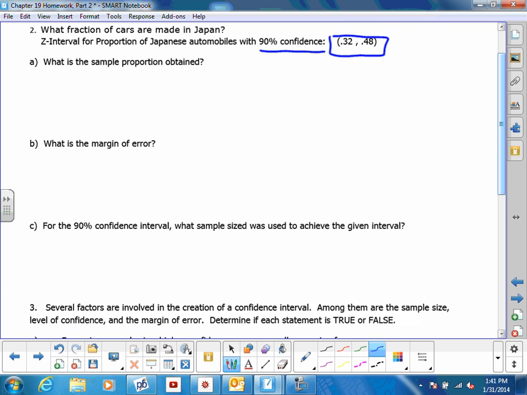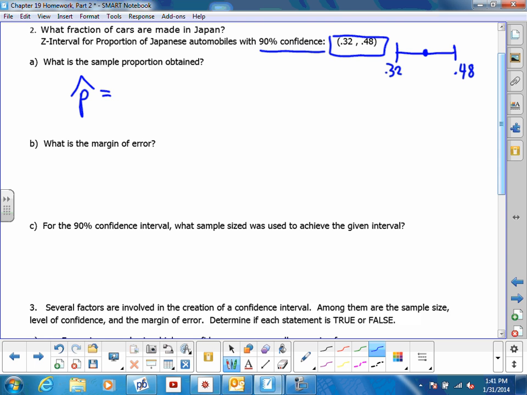So let's first think of a picture of what's happening. An interval is essentially saying this: the lower bound is 0.32 up to 0.48. So the first question, what is the sample proportion that is obtained? In essence, what is the value of p hat? Where's the p hat in the interval? In the middle. See? You know that.